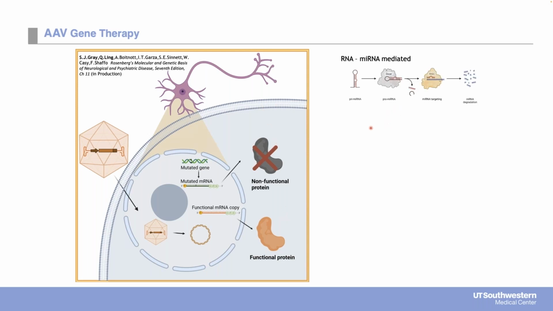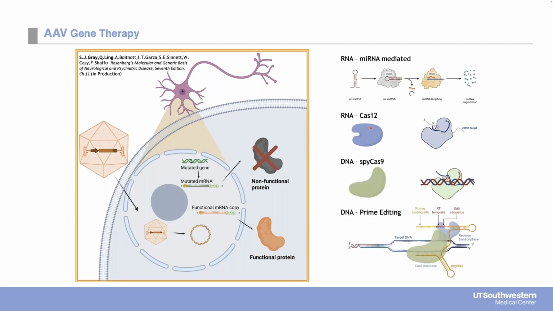What we've also been able to do is package artificial microRNAs and take advantage of RNAi technology to suppress or reduce the toxic gain of function protein. With the advancements in CRISPR-Cas technology, we've also leveraged Cas12 to be able to do this in a much more efficient manner. But what I think is more exciting is that with Cas9 and prime editing technologies, we're also able to correct the underlying template or the DNA of the disease, potentially fixing the underlying cause.